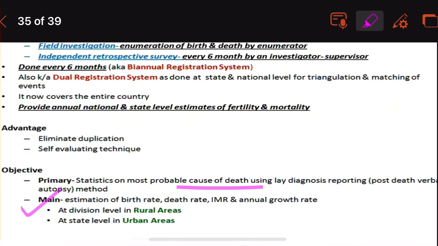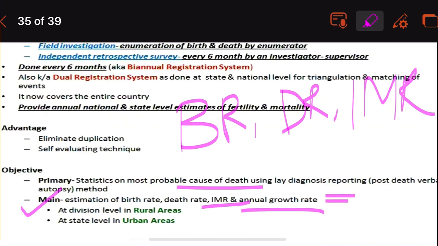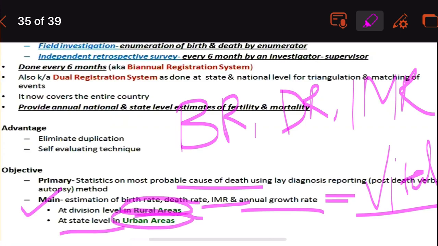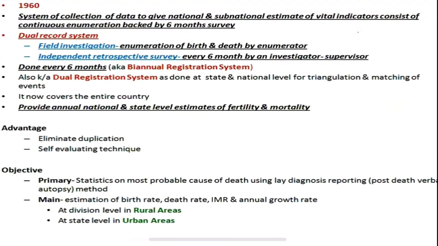What is the main objective? It is to estimate the birth rate, the death rate, infant mortality rate, and the annual growth rate. That is nothing but the vital statistics of a population have been estimated. At the division level, it is done in rural areas. At the state level, it is done in urban areas. So I hope it's clear.